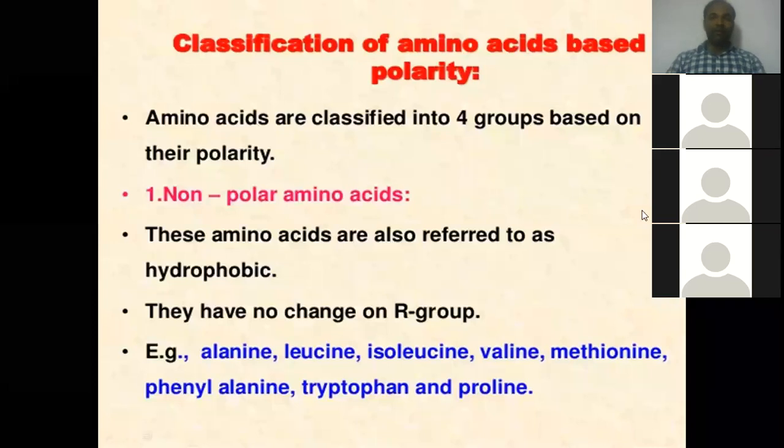We will see here how amino acids are classified on the basis of polarity. The amino acids are classified into 4 groups based on their polarity.